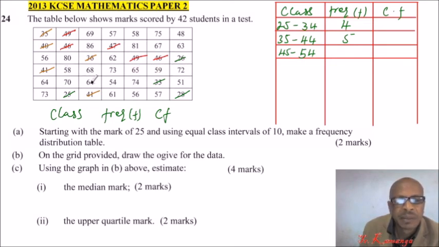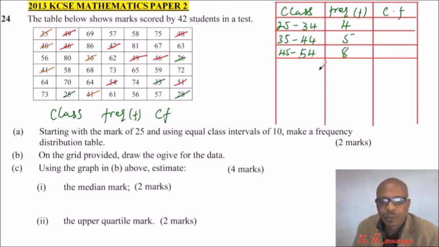45 to 54, this is another one. This is another one. So 1, 2, 3, 4, 5, 6, 7. Do we have another one? Let's check again. We have another one. So we have 1, 2, 3, 4, 5, 6, 7, 8. I think there are 8. So we put 8 there.